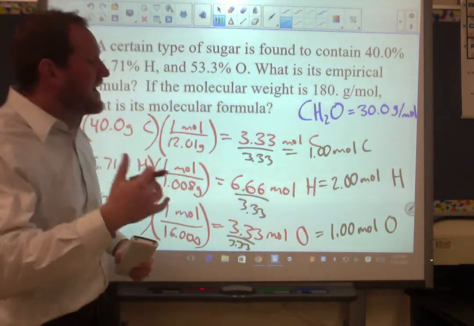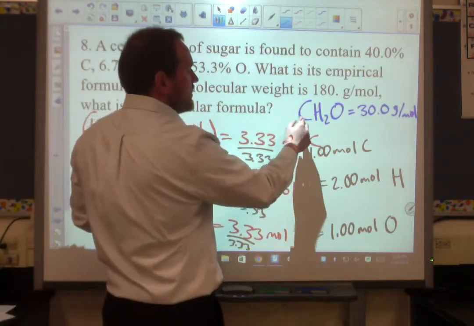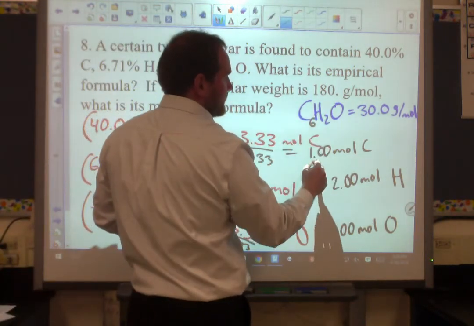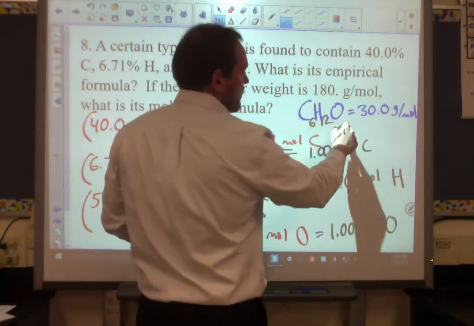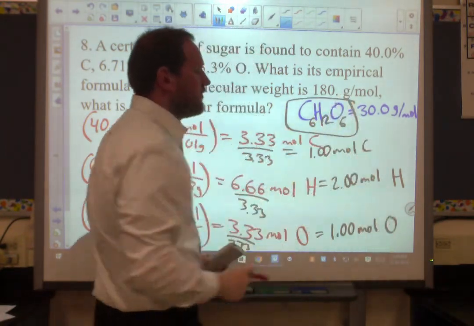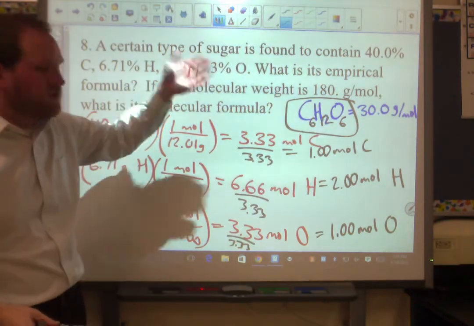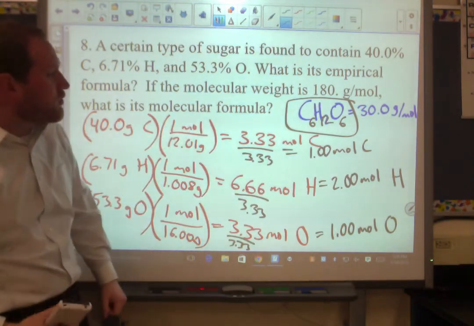So what you do is you apply that 6 to all of these numbers. C1 becomes C6, H2 becomes H12, O1 becomes O6. C6H12O6, that's our good friend glucose from back in bio. So that's our molecular formula.